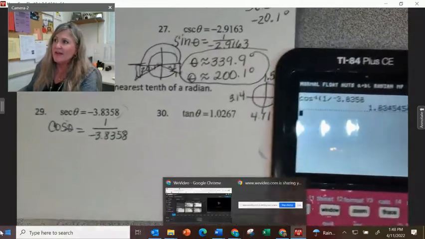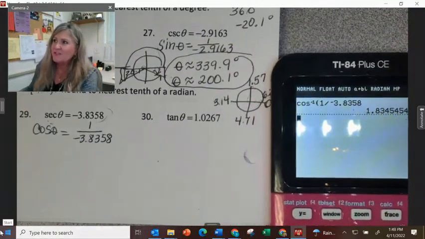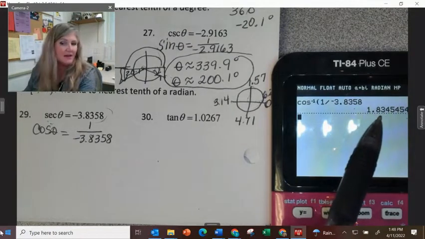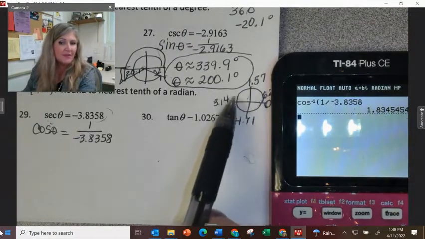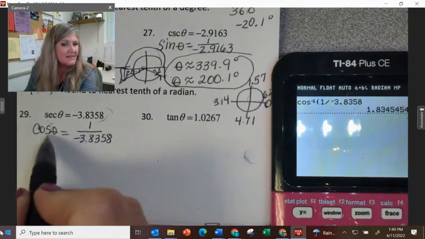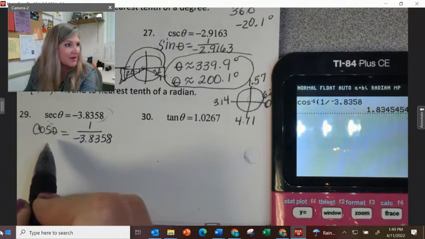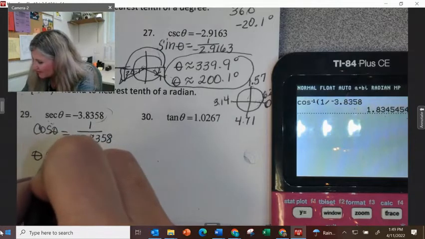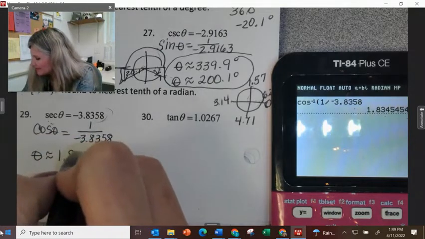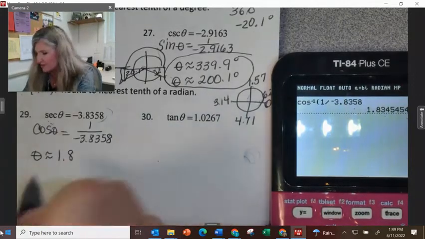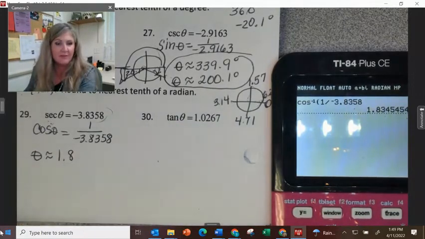Seems like a weird answer, but based on what we just talked about, which quadrant is that in? 1.83, is it going to be in the first, second, third, or fourth? Second quadrant. Would it make sense for it to be in the second quadrant? Yes. So we have one of our answers then. It's 1.8. Oh, it says to the nearest tenth. We usually go, yeah, we'll go to the tenth. Okay, fine. 1.8 radians.